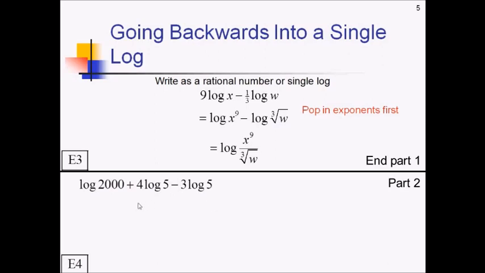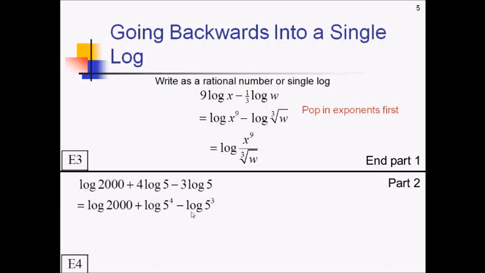So we start by popping exponents in, just like we did up here. So this will become log of 5 to the 4th and minus log of 5 to the 3rd. Next, we're going to go ahead and merge this all into one big log using the add becomes multiply and subtract becomes divide rule.